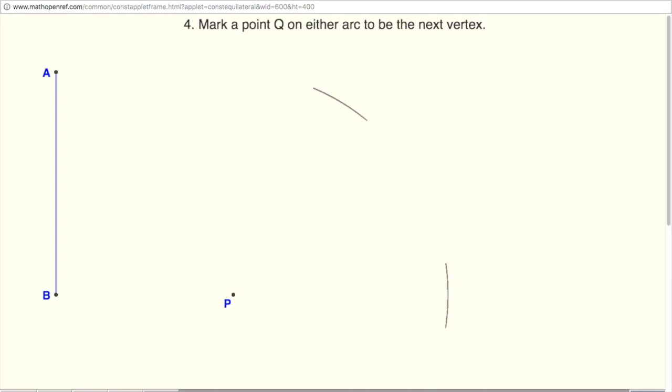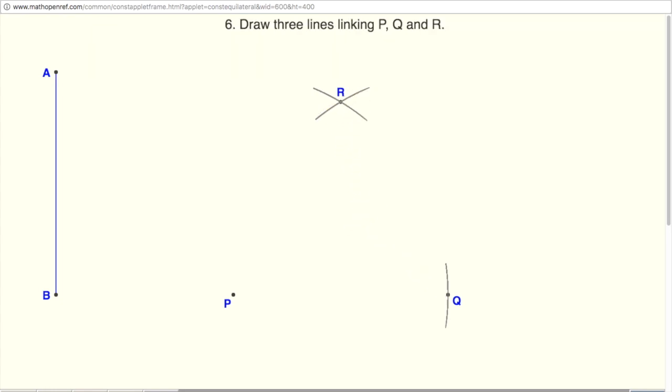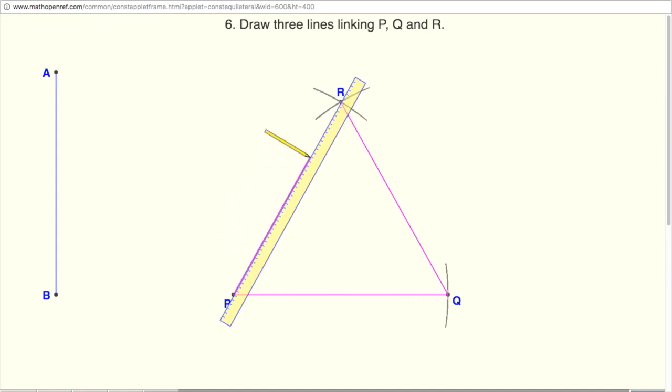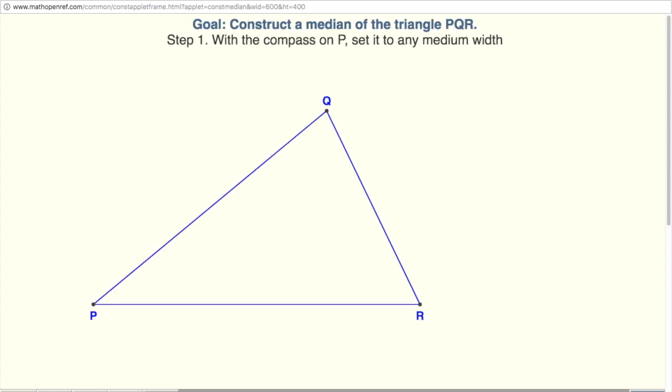Now mark point Q on either arc, and then without changing the width, move to Q and draw an arc across the other, making R. Now draw all three lines. Boom, done, equilateral triangle. Now we're going to make the median of a triangle.